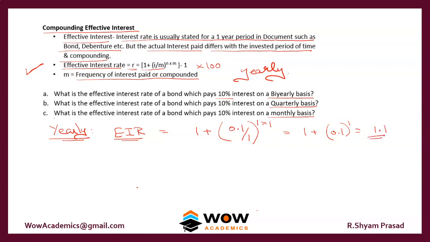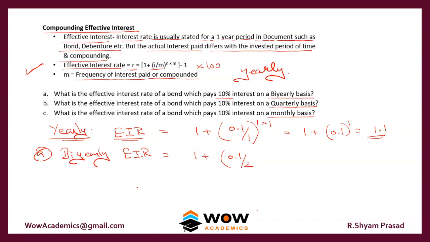So this will be your effective interest. But if you're going to do it in the case of, for example, bi-yearly, then your answer will differ. We'll see how it differs. So bi-yearly EIR, we'll start again with the same 1 plus 0.1, the interest, divided by the number of compounding. Interest is not going to be paid as 10% in a year, but in two times you will be paid 5%, right?